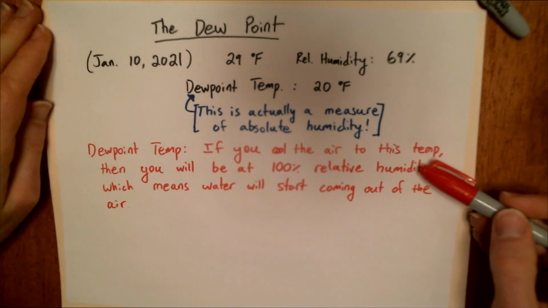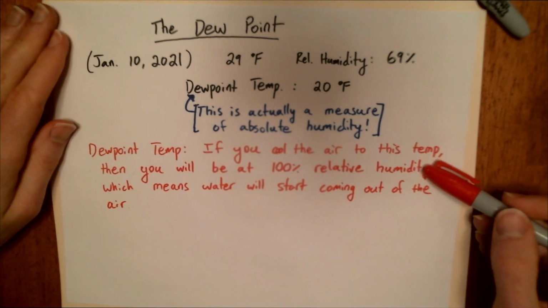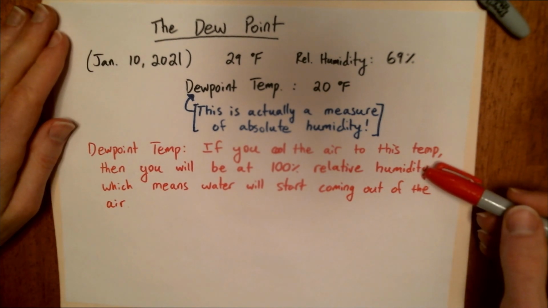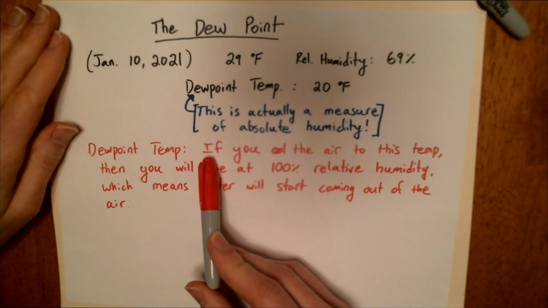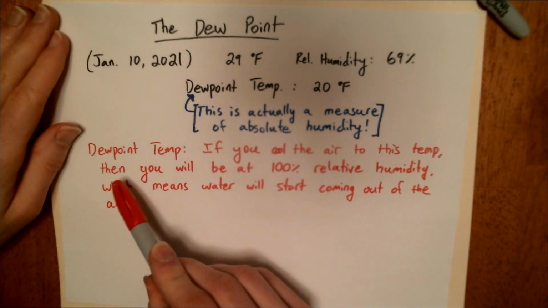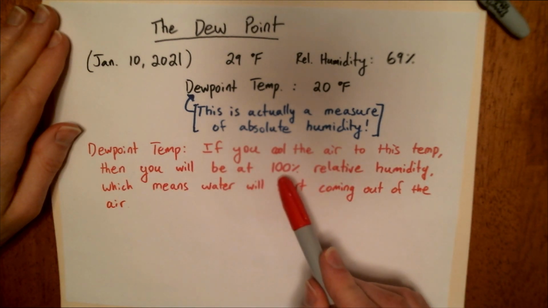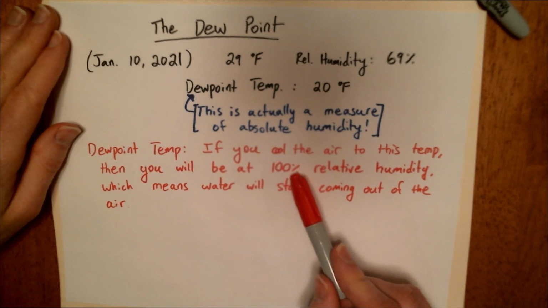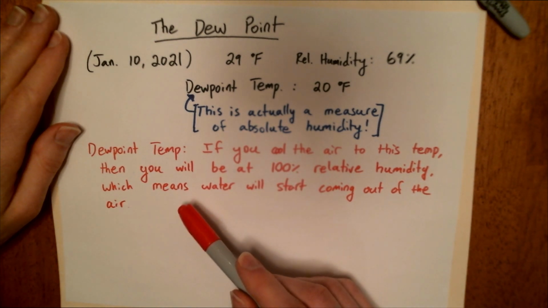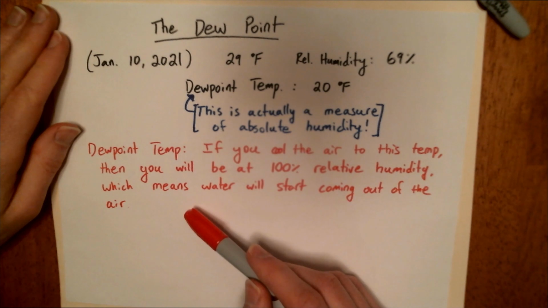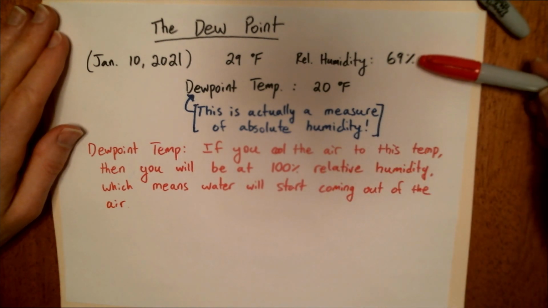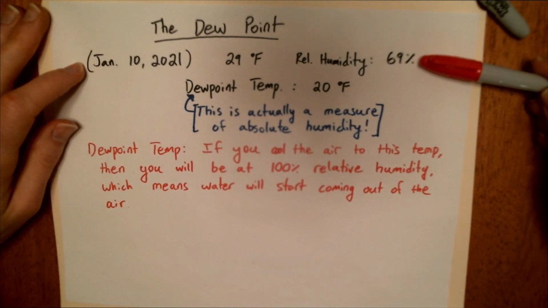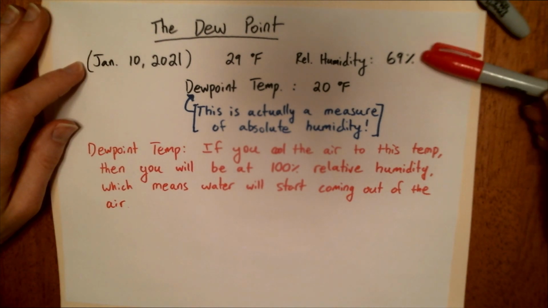There are lots of different ways to define the dew point temperature, but here's one way that fits nicely with what we've been describing so far. It's essentially this idea: if you cool the air to this temperature, you're going to be at 100% relative humidity, which means the water is going to start coming out of the air at this temperature. Notice how that reflects what's going on up here. Right now it's 29 degrees and 69% relative humidity.